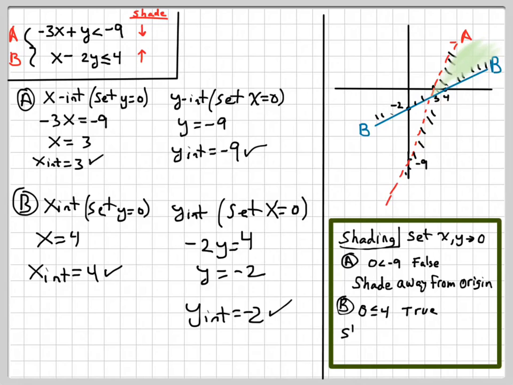And now I'm going to repeat the process for inequality B. If I plug in 0 for x and y, I get that 0 is less than or equal to 4. And in this case, it's a true statement. So if you look at line B, this time I'm going to shade towards the origin, which is also the same as shading above the line B. And so that's a different way. And that is it.